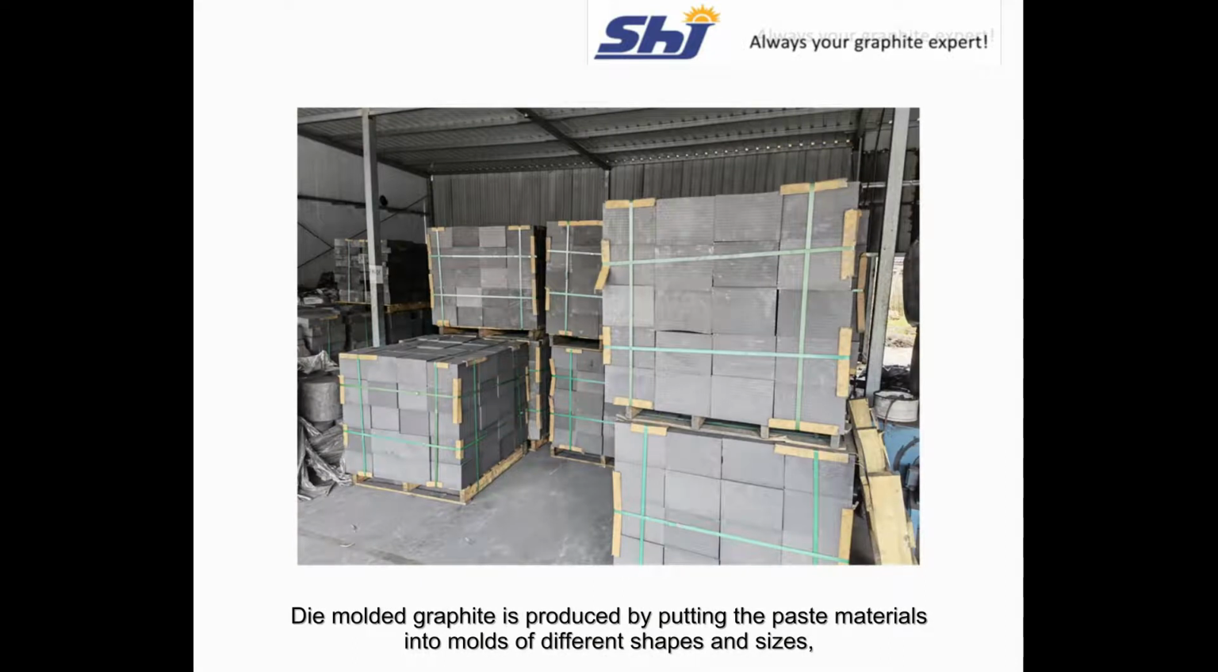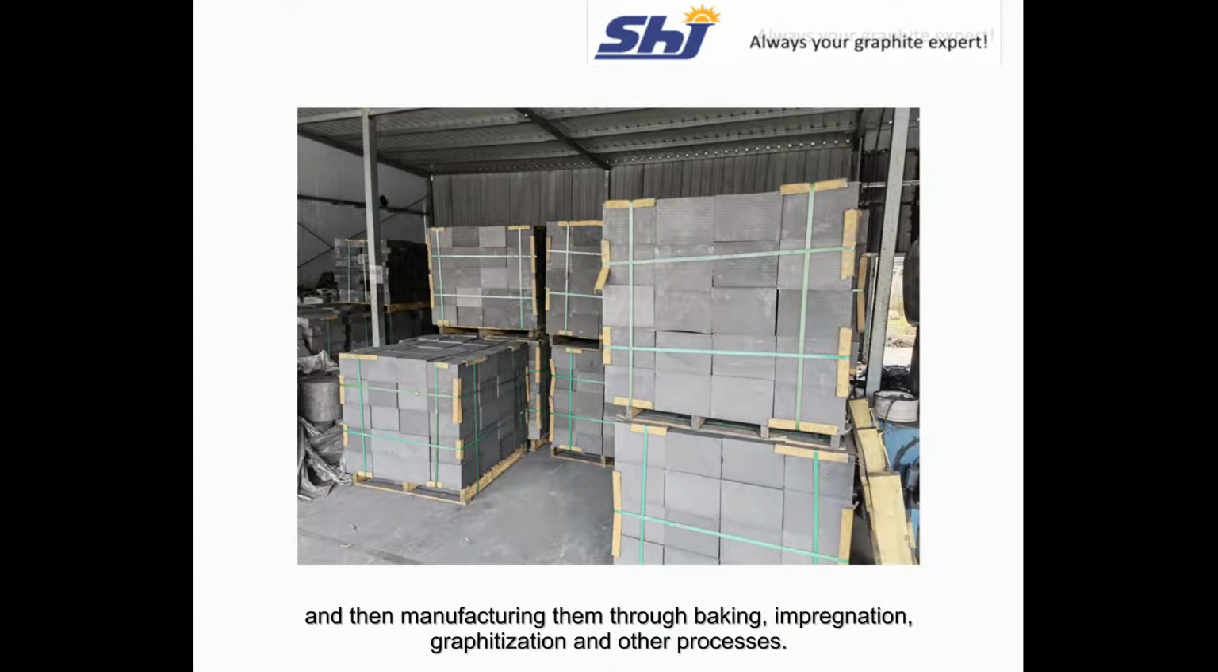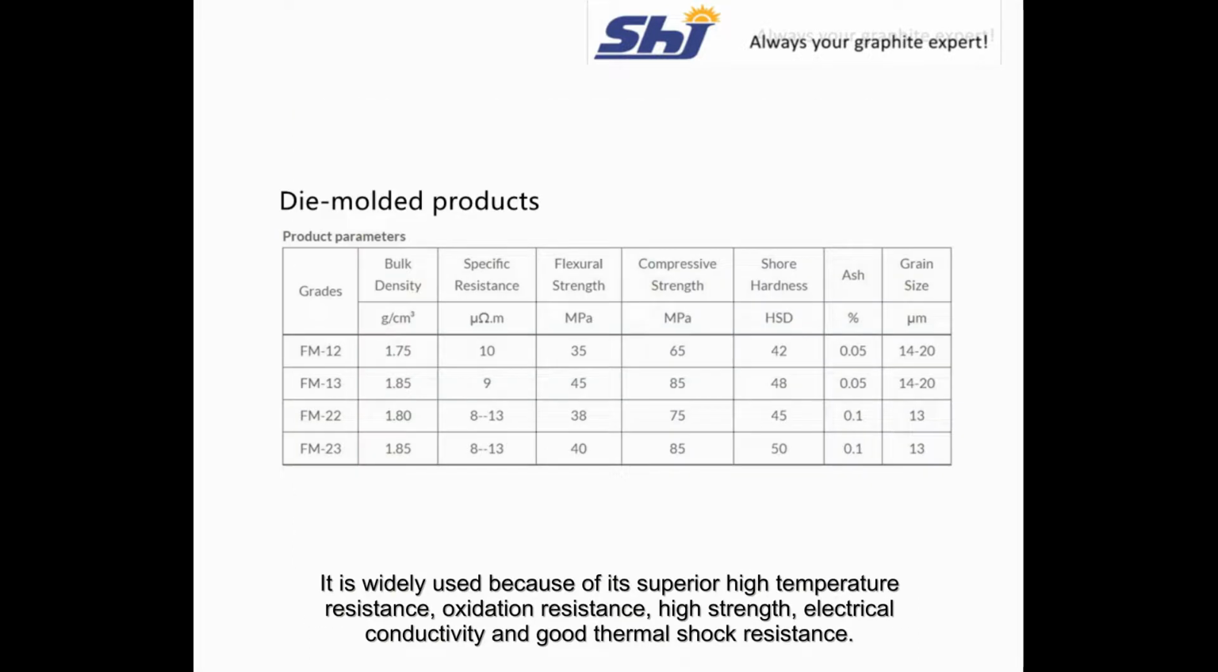Die-molded graphite is produced by putting the paste materials into molds of different shapes and sizes, compressing them into mold shape by applying pressure in the up and down directions respectively, all at the same time, and then manufacturing them through baking, impregnation, graphitization, and other processes. It's widely used because of its high temperature resistance, oxidation resistance, high strength, electrical conductivity, and good thermal shock resistance.